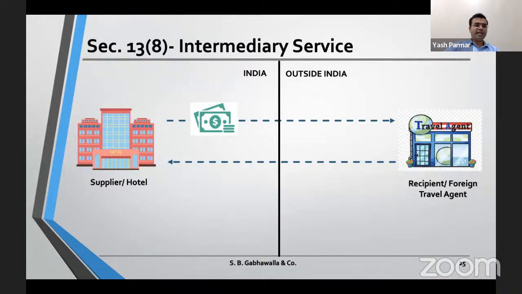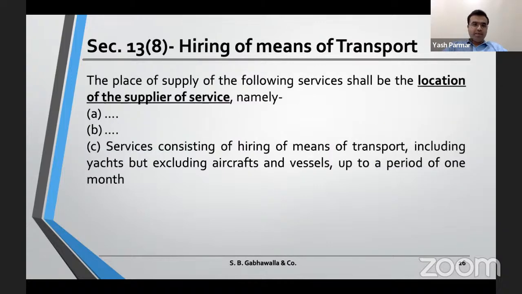Now, despite the fact that the service is provided by the foreign resident, the place of supply is defined to be the location of the intermediary, and in this case the intermediary is a foreign travel agent. Because the place of supply for intermediary services is defined to be the location of the intermediary, the place of supply will be outside India. And depending on whether other conditions are satisfied or not, this can be treated as an export of service and treated as a zero rated supply.